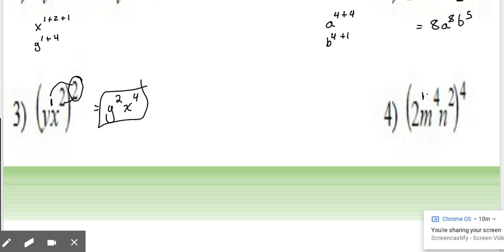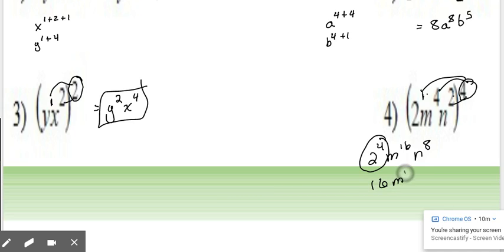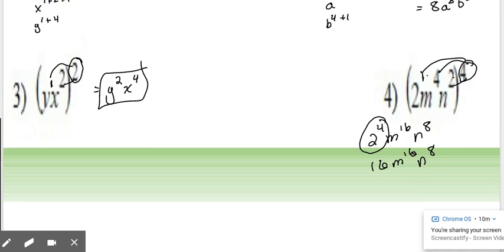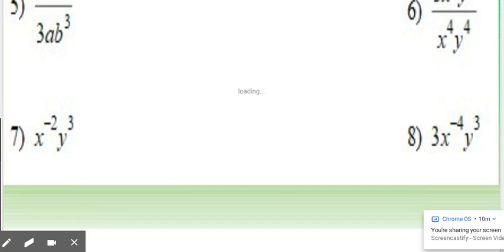For number 4, let's not forget that the 2 base has a 1 on it. So all 3 of these exponents get multiplied by the 4. So for the 2, 1 times 4 is 4. So we've got 2 to the 4th. For the m, 4 times 4 is 16. And for the n, 2 times 4 is 8. Don't forget to go ahead and take care of that. 2 to the 4th power is 16. And I'm done.